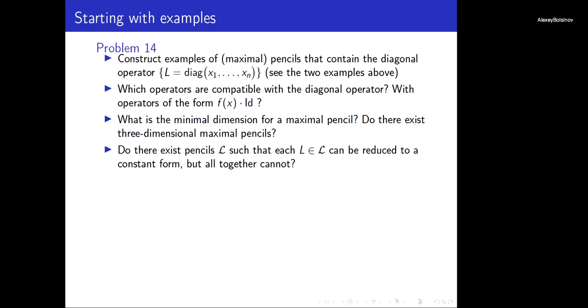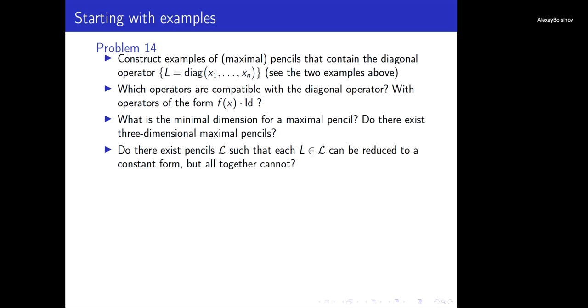It's another question. It's curious. Of course, if you take an operator L which can be reduced to a constant form, this L is Nijenhuis, and you can easily find partners for it: just take any operator which has constant coefficients in the same coordinate system. May it happen that the situation is more interesting? You take a pencil such that each operator in this pencil can be reduced to a constant form, but in different coordinate systems.